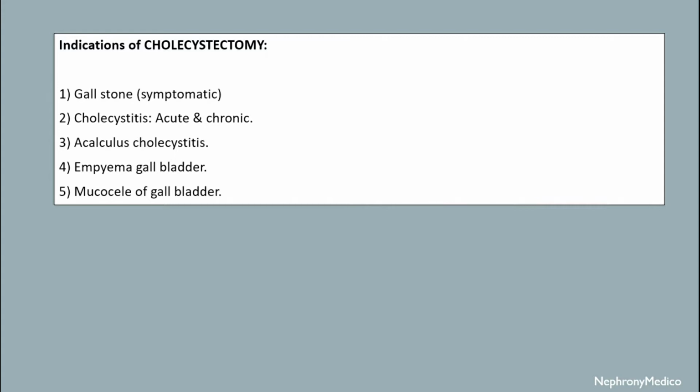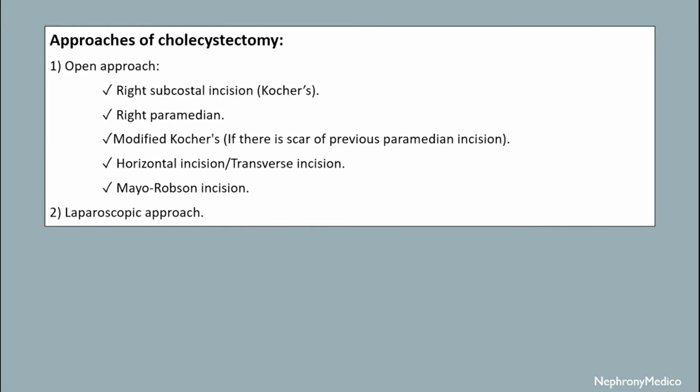In case of gallstone which is symptomatic, or cholecystitis acute or chronic, or calculous cholecystitis, empyema of the gallbladder, and mucocele of gallbladder. Now, approaches of cholecystectomy. It may be open approach or it may be modern laparoscopic approach. Open approach has right subcostal incision, right paramedian incision, modified Kocher's horizontal incision, and Mayo-Robson incision.